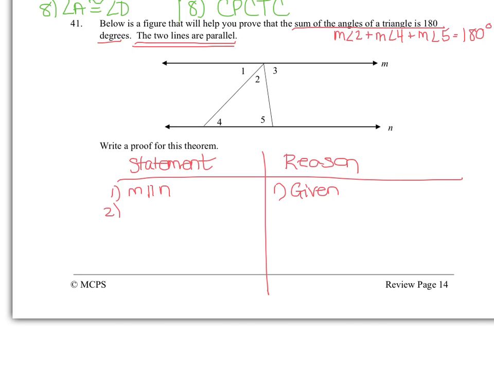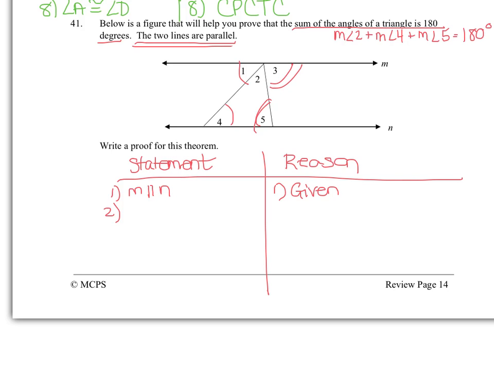The next thing we know, I can look at this and I can see that angles 1, 2, and 3 all form a straight line, and if they form a straight line, they make 180 degrees. I also can see that angle 1 is congruent to angle 4 because they are alternate interior angles, and angle 3 is congruent to angle 5 because they are also alternate interior angles.